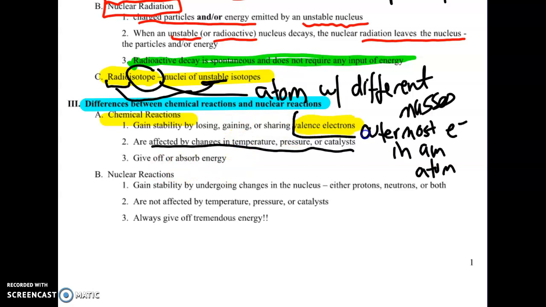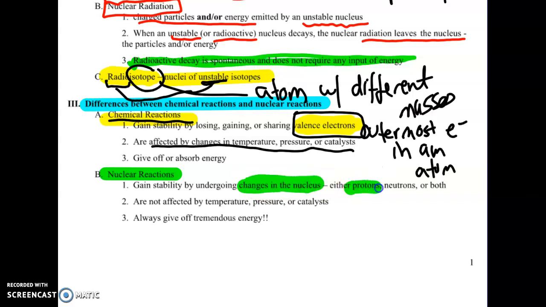The main thing, though, is that chemical reactions are all about the electrons. That's very different than the nuclear reactions. So nuclear reactions gain stability by undergoing changes in the nucleus. So we are changing what's at the core of the atom, either protons, neutrons, or both, which can result in changing what the atom actually is.